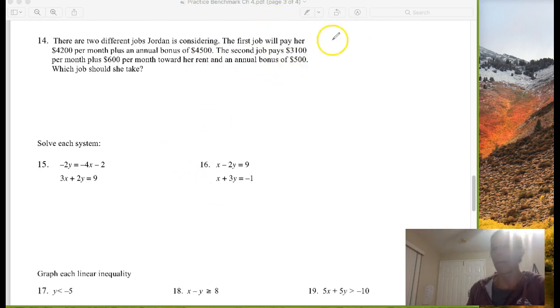So let P equal her total pay. All right, if P is her total pay, and we'll let M equal the number of months.